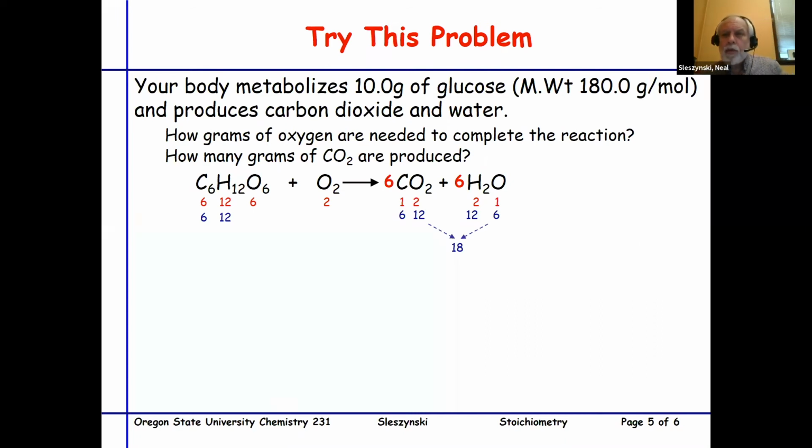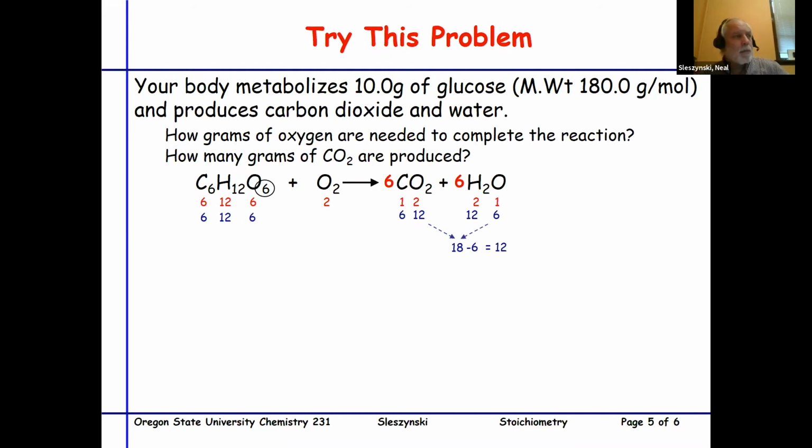Well, on the reactant side, I have 6 oxygens as part of glucose. The first thing that I want to do is subtract those 6 oxygens from the 18 on the product side, because I don't want to change the stoichiometric coefficient in front of glucose. This means I still have 12 oxygens on the product side unaccounted for.